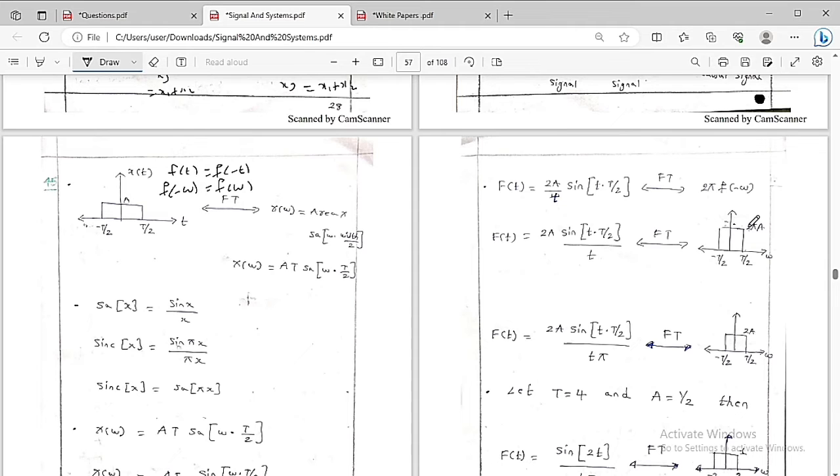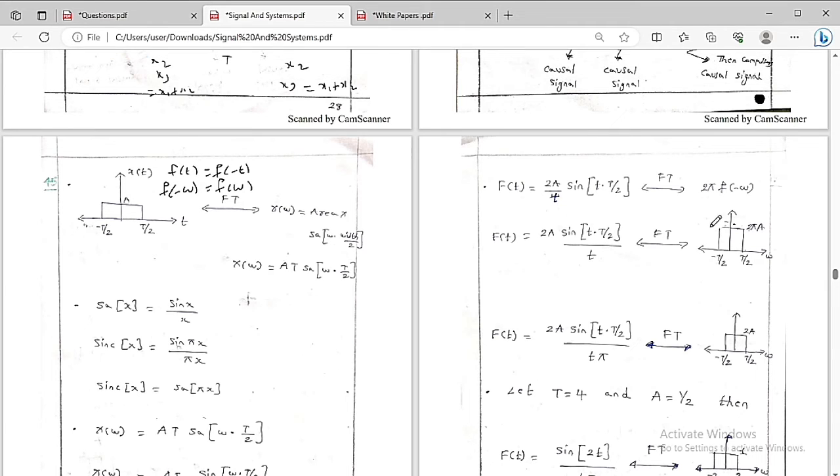Now I will do some simplifications, listen carefully. Suppose I multiply by pi on both sides, then what am I going to get? Here by pi, here also by pi, so you are going to get 2 only. So 2 into what is the amplitude here? 2a you are going to get. Here minus t by 2 to t by 2, multiplied by pi. So 2a by t pi into sine of t into t by 2.